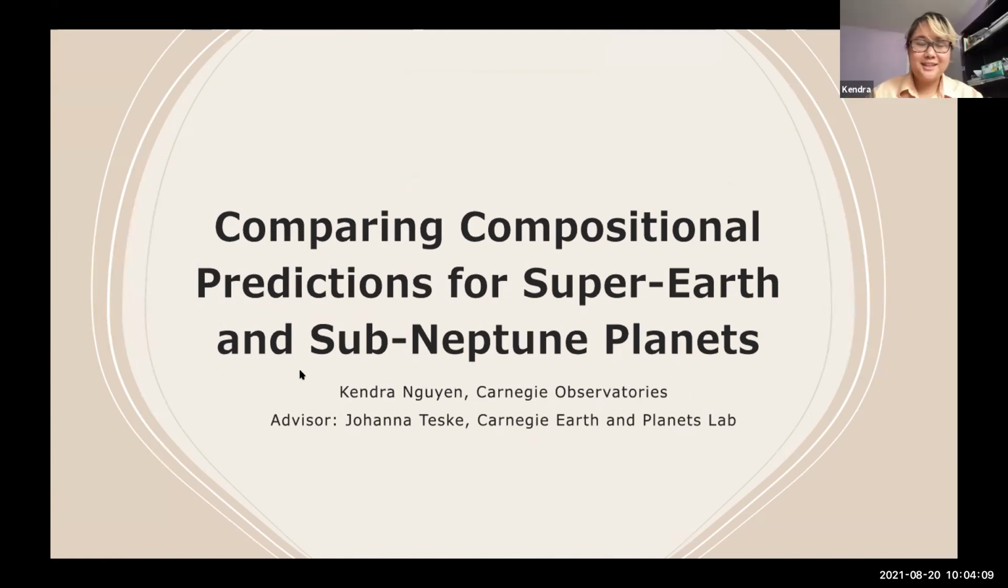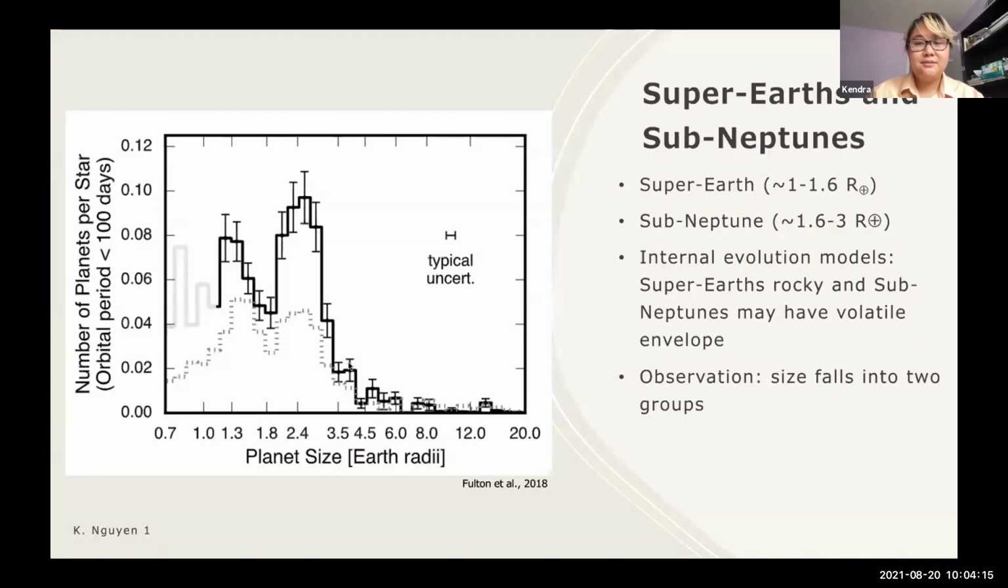Good morning, everybody. Thank you for joining me here today as I talk about my research on exoplanets. Let's begin with some background on the planets I am studying. The planets I'm studying fit into two categories, super Earths and sub-Neptunes. Super Earths are between 1 to 1.6 Earth radii, while sub-Neptunes are between 1.6 and 3 Earth radii. This categorization came from two reasons.